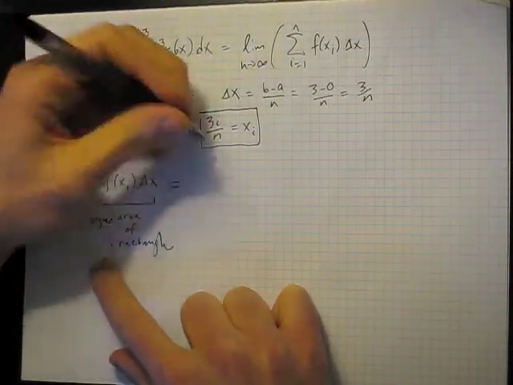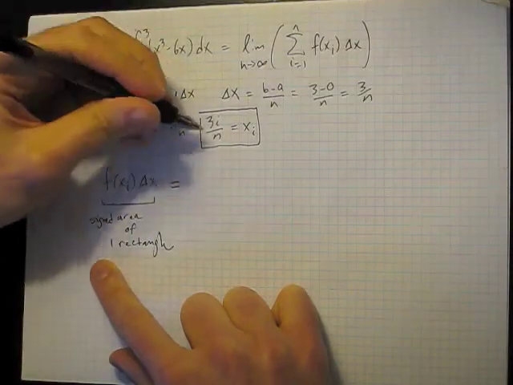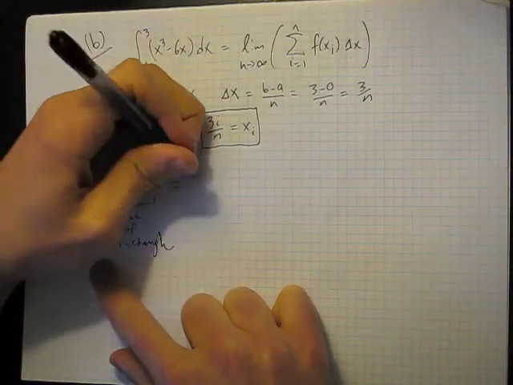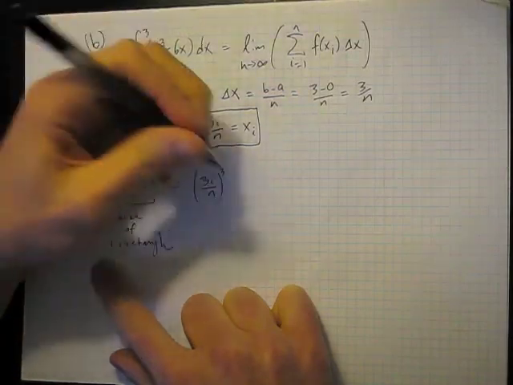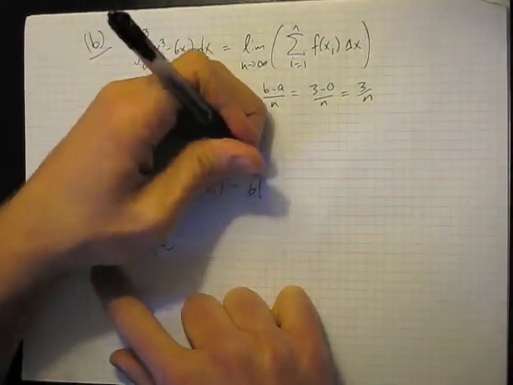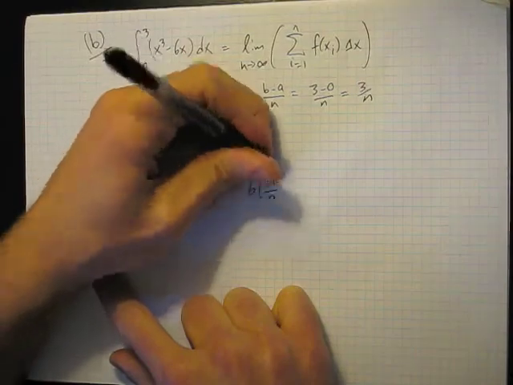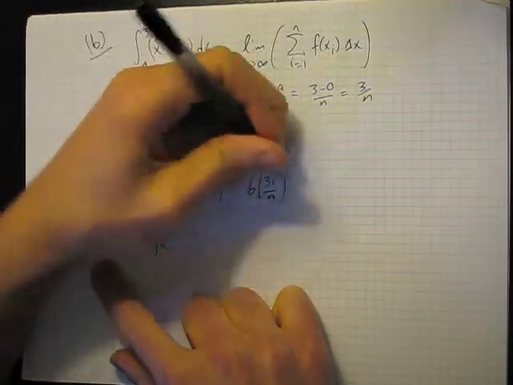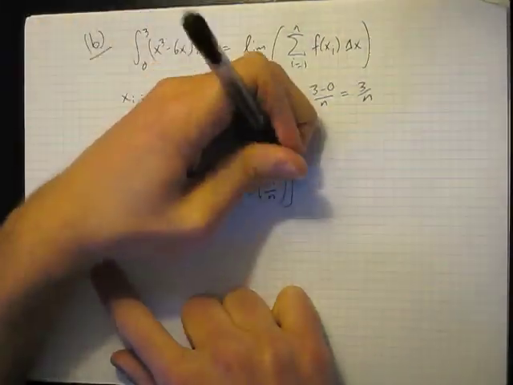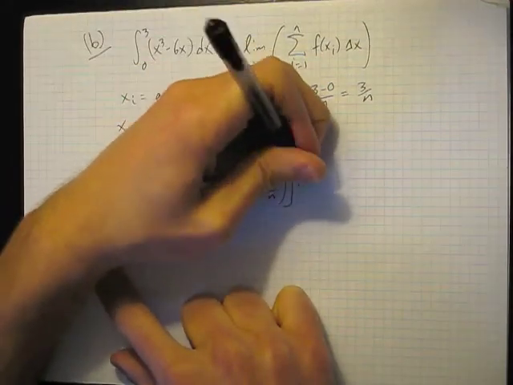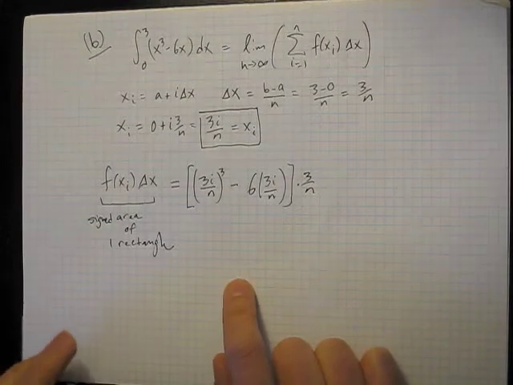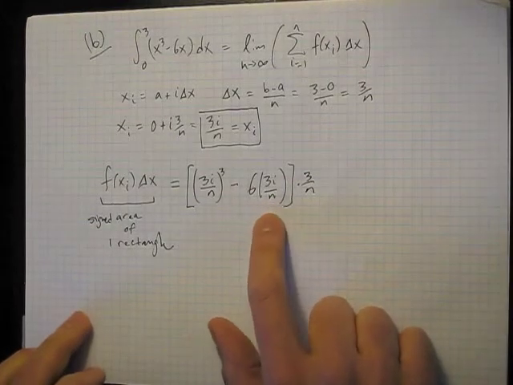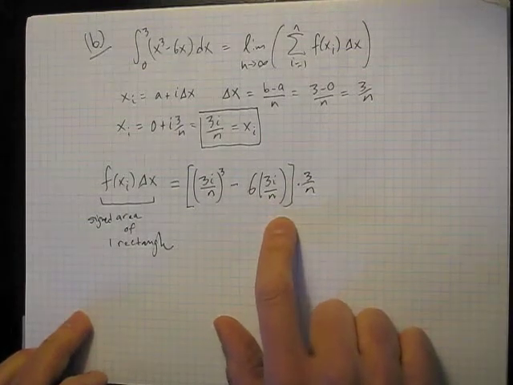So this is equal to, okay, so we plug this value into here. So we get 3i over n cubed minus 6 times 3i over n. That's the signed height of our rectangle. And then we're multiplying by 3 over n, like this. Now, let's take a look at what this gets us here.